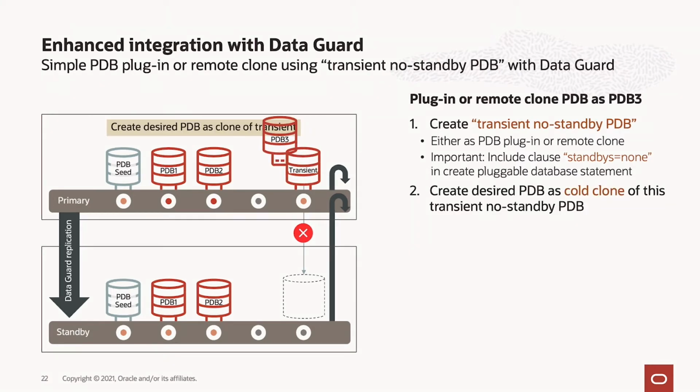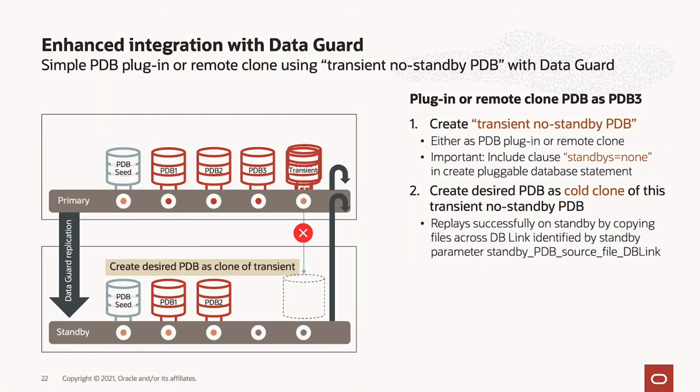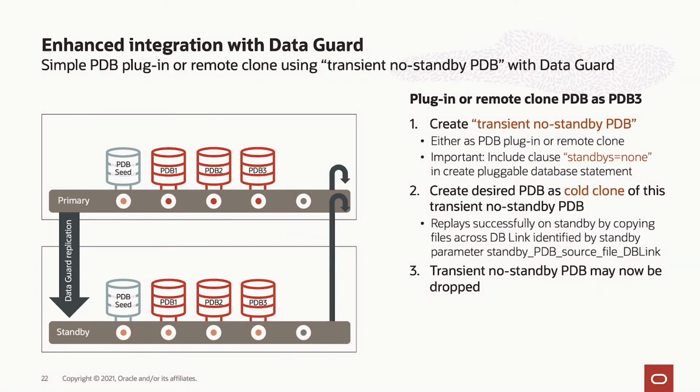Next, we create the desired PDB, PDB3, as a local cold clone of the transient no standby PDB. This replays successfully on the standby by copying the PDB's data files across the database link identified by the parameter standby PDB source file DB link. The transient no standby PDB may now be dropped. So what seemed to be a relatively complicated procedure is reduced to this simple 1, 2, 3.